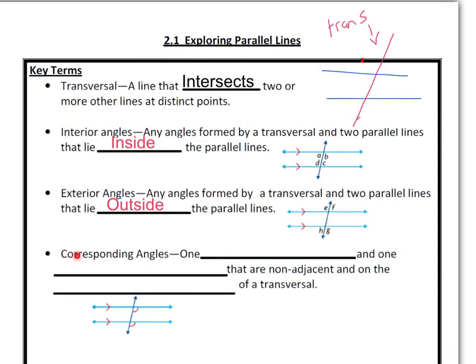Corresponding angles, like we have here, again we have two parallel lines and a transversal, and we have an angle that's interior and an angle that's exterior. And notice that the angles lie on the same side of the transversal, so they're not opposite. Corresponding angles also make an F pattern. So notice the F pattern right there, and we have one in and one out.